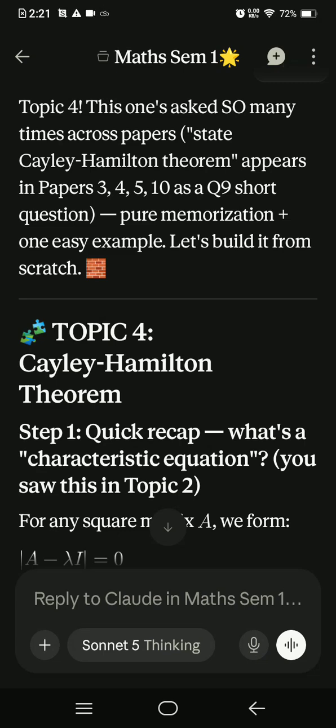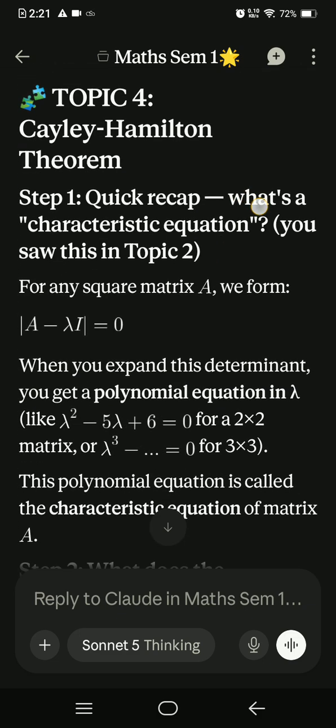Let's start with topic 4. This one is asked so many times across papers. Paper 3, 4, 5, 10 as question 9 short question. Okay, so topic 4 is Cayley-Hamilton theorem.